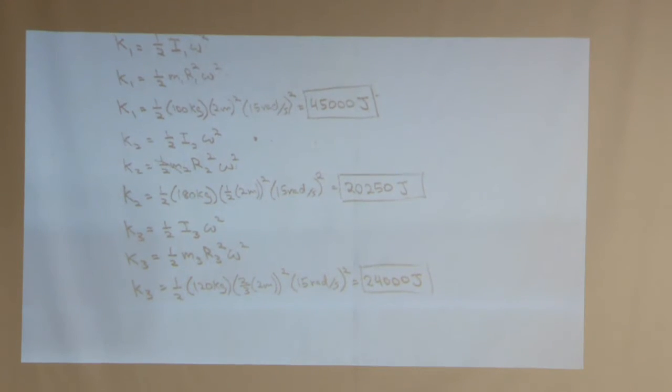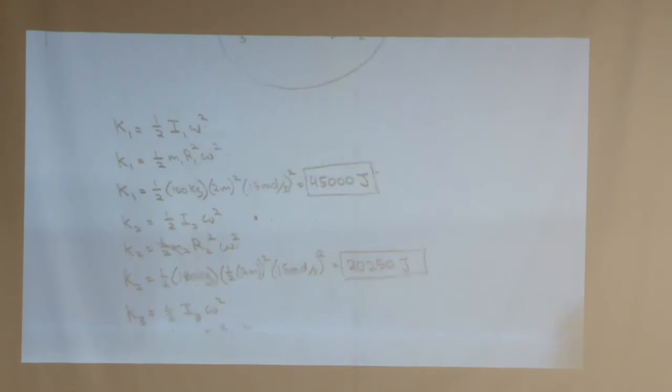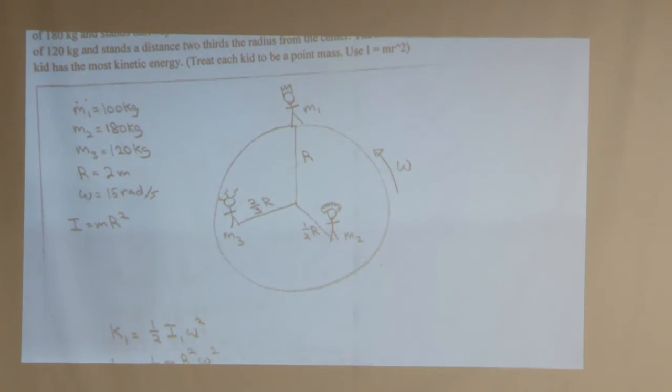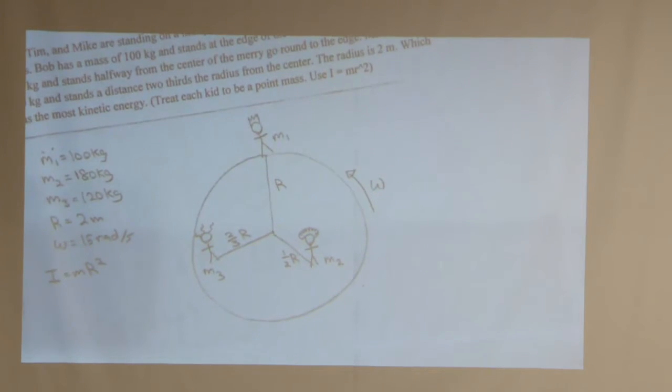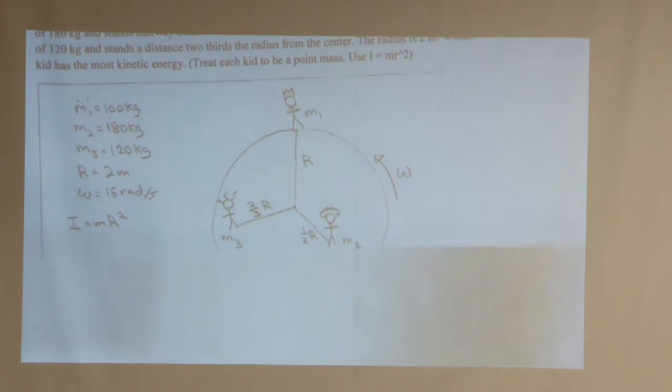All right. So it's clear that the first person had the most energy, which should make a little bit of sense because he's all the way on the edge of the merry-go-round, so he's spinning a lot faster than the other two. All right. Are there any other questions on this problem? Or any questions on kinetic energy at all for rotation? All right. Then we'll move on to our next one, which also has to do with energy, with rotation.